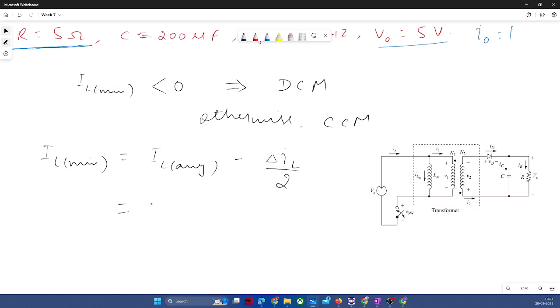ILM average we can write as IS average by D. And of course, when the switch is off, our magnetizing current will flow through the winding and it will transfer its energy to the secondary, right?